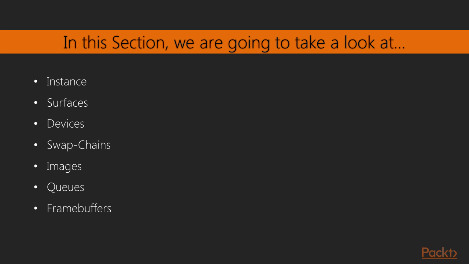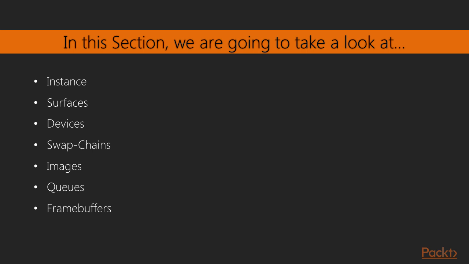Then we are going to take a look at the swap chains. The swap chain actually is some kind of circulating buffer which allows us to present different render results on the screen at the moment that we want to show them on the screen. But they are a bit tricky, so we will take a look at them in detail in this section.